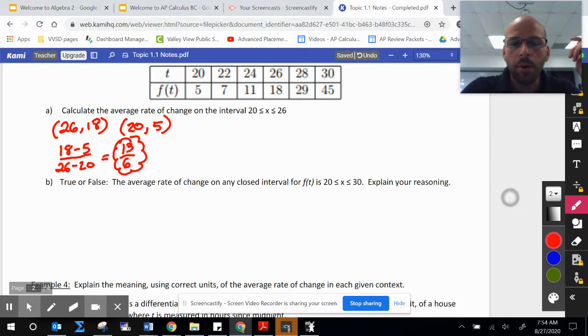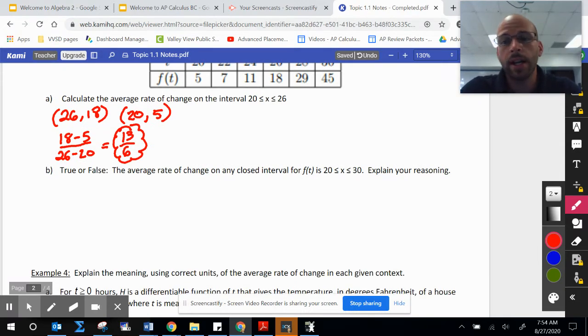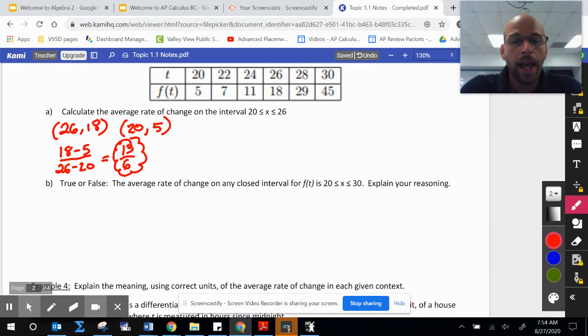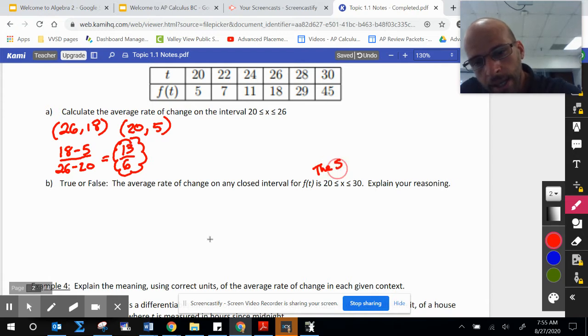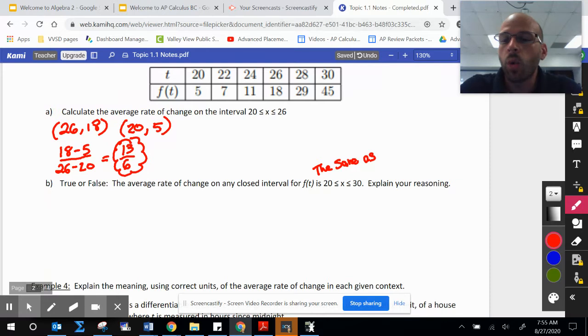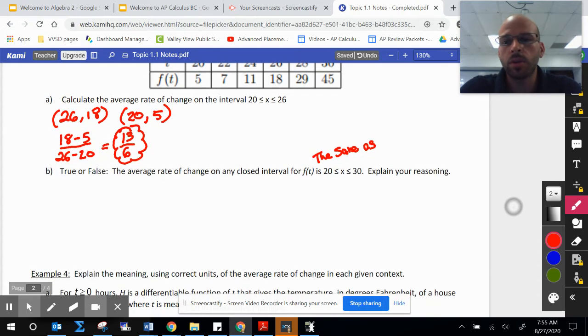Okay. Now in part B, I made a little typo here. I've got to fix that on my original document, but it's kind of a true or false question. The average rate of change on any closed interval for f of t is the same as the interval from 20 to 30, right? So will there be any interval between 20 and 30 that's going to have the same average rate of change? And we're going to talk about that reasoning. This is actually going to build up to a theorem we're going to talk about later on in the class.